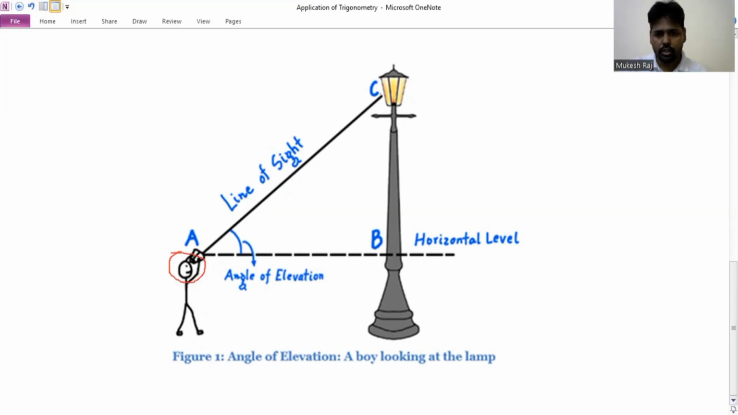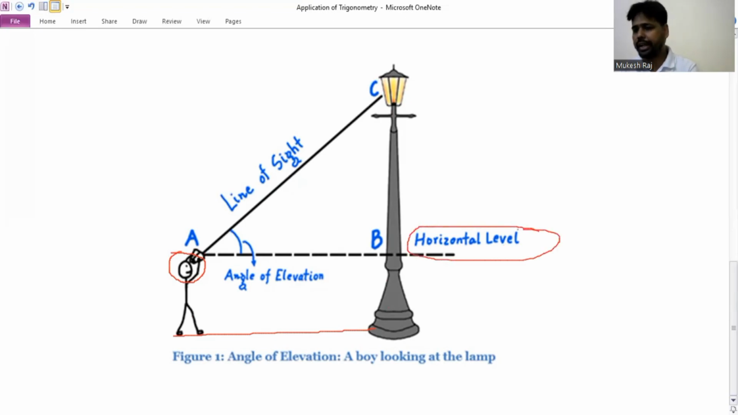A line has been drawn to the point which is supposed to be viewed. This is the line of sight, the line joining the eyes, the point of sight, to the point which is being visualized. We can draw a line AC which represents the line of sight, and the person is standing at the ground level. You can take this horizontal level, or you can draw a line horizontally parallel to the ground, which will serve as the horizontal level, depicted here with a dotted line. And as I told you, the area covered between the horizontal level and the line of sight is known as the angle of elevation.